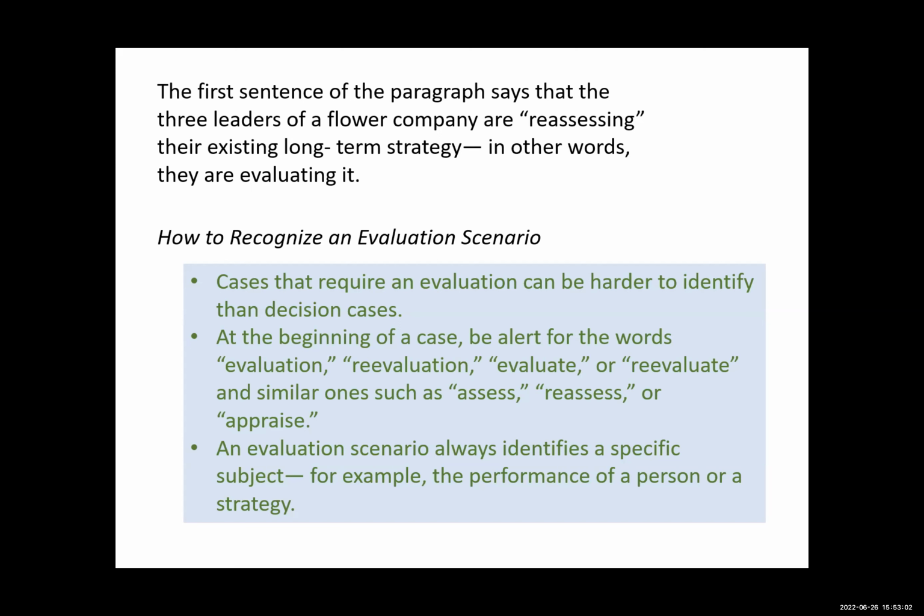In an evaluation scenario, always identify a specific subject. So what are you evaluating? When you say decision, what decision are you taking? What is the subject of decision? Here, what is the subject of evaluation? So you need to be aware of the subject. For example, the performance of a person or a strategy. The moment you identify this as the evaluation scenario, the next question is: what am I evaluating? What is the subject or object of evaluation?